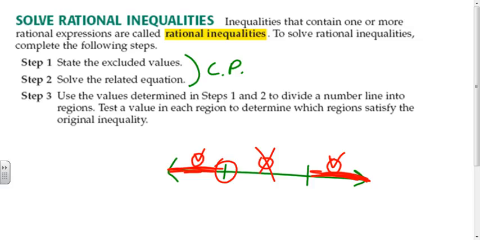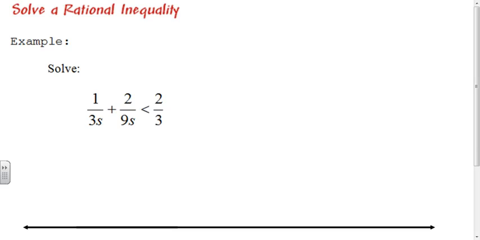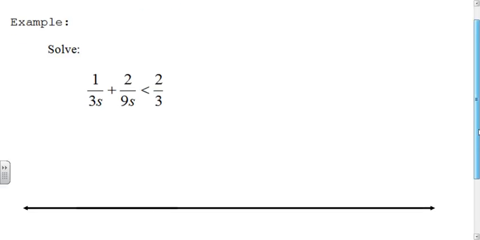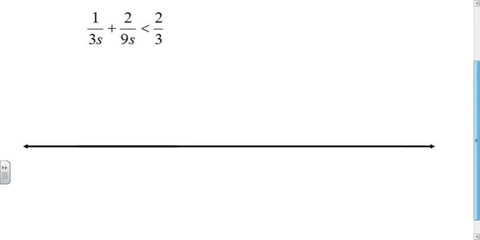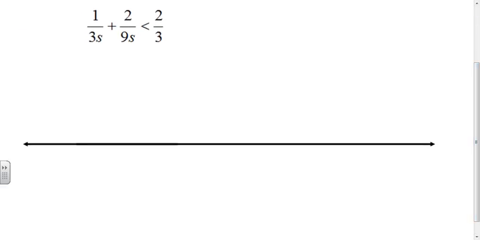If our equation then has a less than or equal to or a greater than or equal to, then it would be filled in. Or, let's say it was a greater than or less than, in that case, at that solution point that you found, then it would have to be open. So let's see how it looks when we actually solve one of these through. If we have 1 over 3s plus 2 over 9s is less than 2/3.